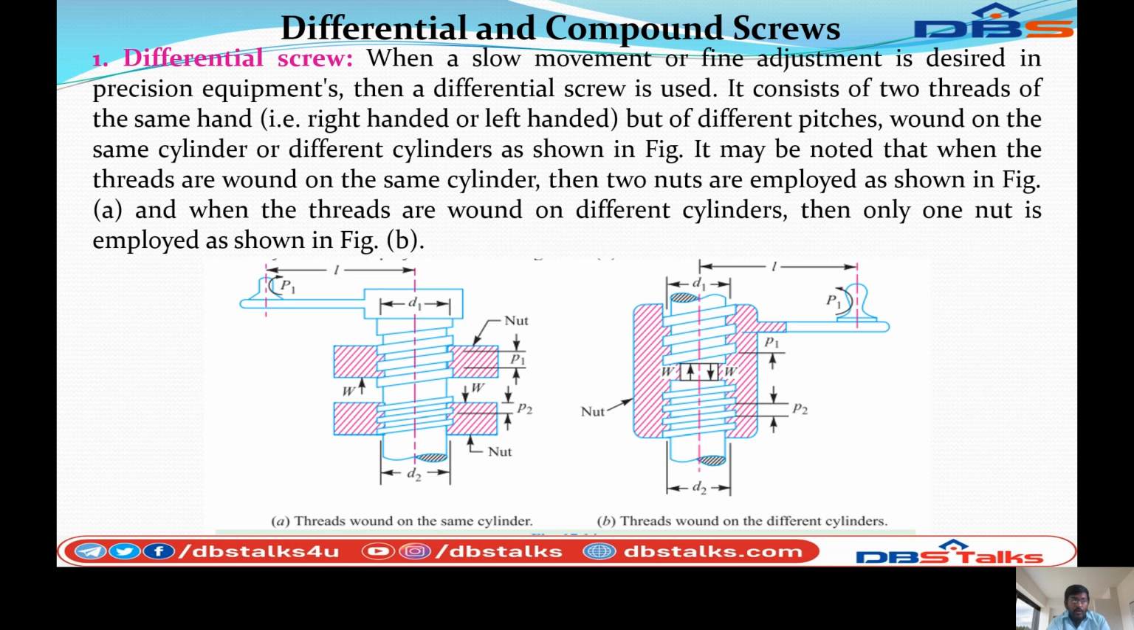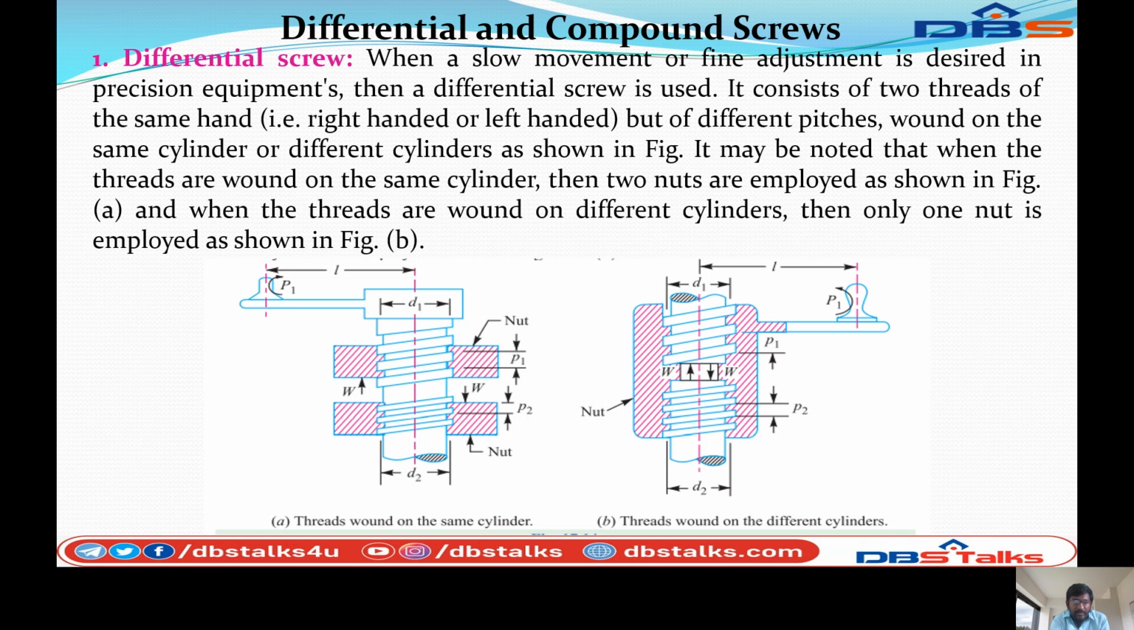It may be noted that when the threads are wound on the same cylinder, two nuts are employed as shown in figure A. When the threads are wound on different cylinders, then only one nut is employed as shown in figure B. So figure A shows threads wound on the same cylinder. Here P1 is the pitch of one thread and P2 is the pitch of the other thread.